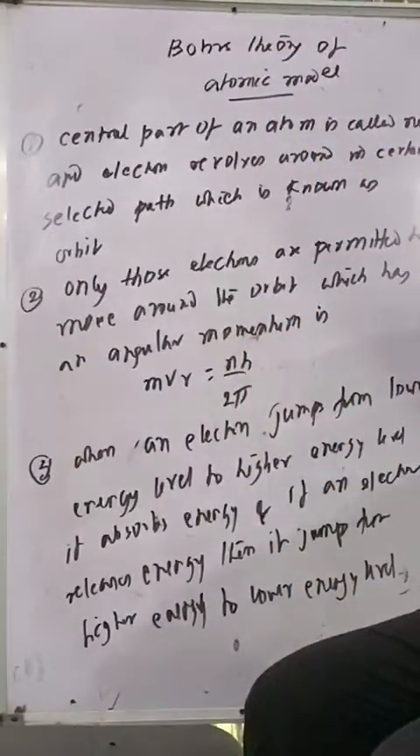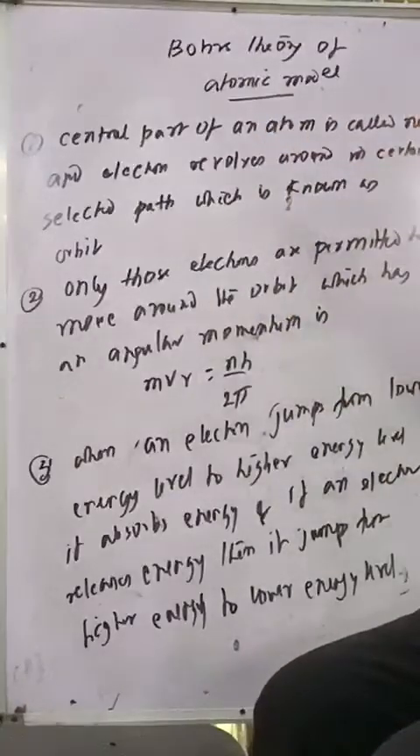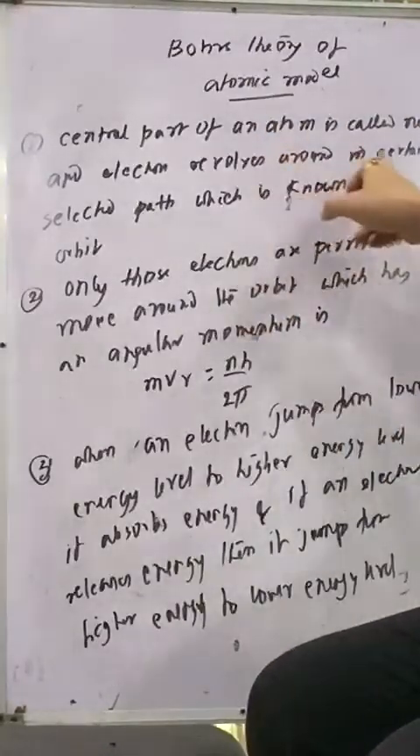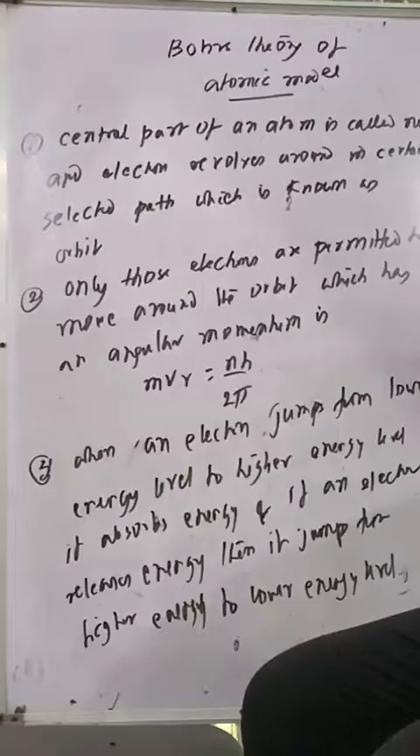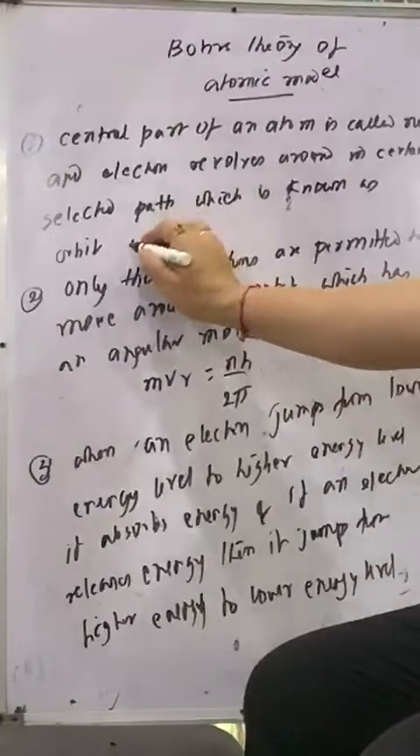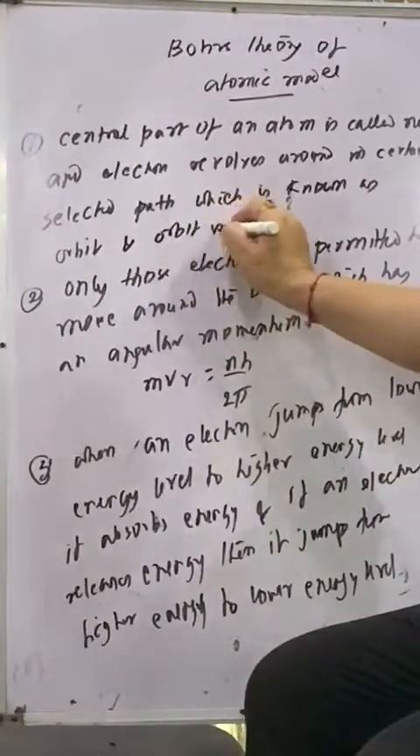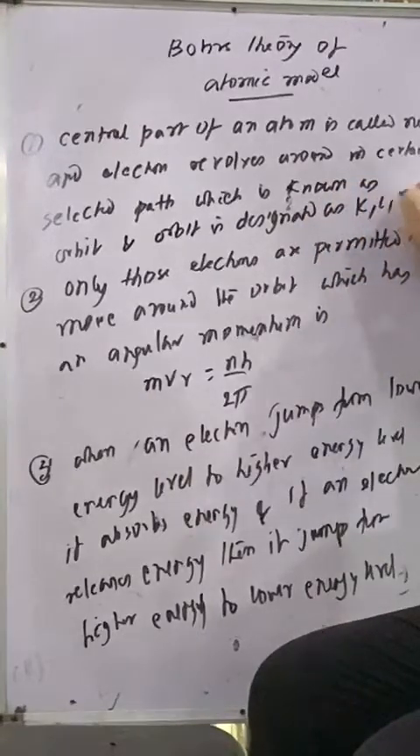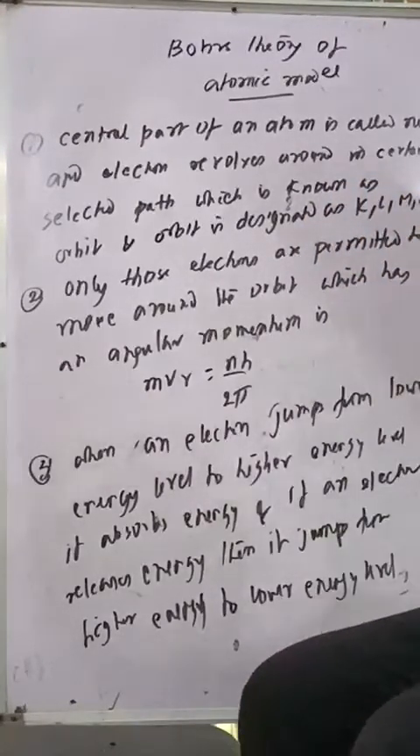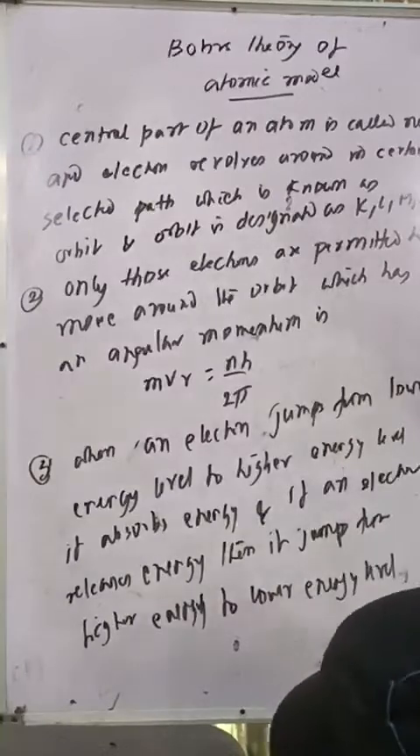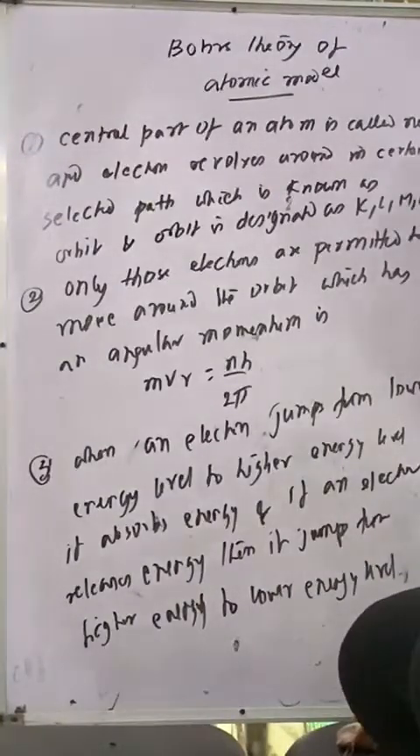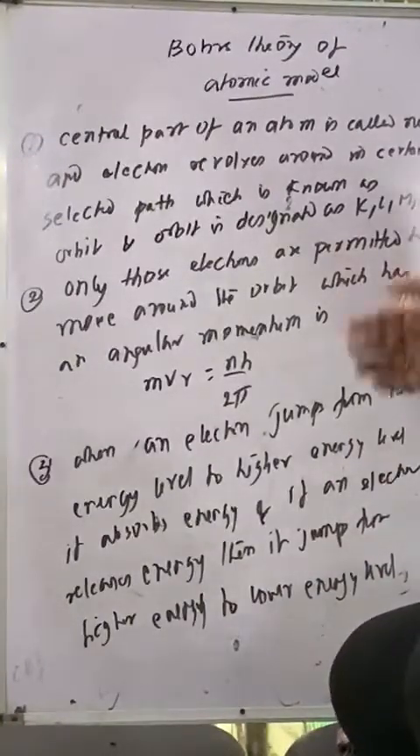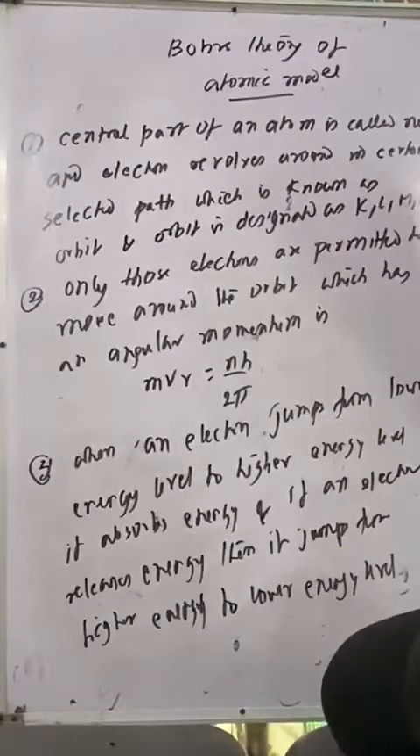Bohr says that the central part of the atom is called the nucleus, and electrons revolve around it in certain selected paths, which are known as orbits. The orbits are designated as K, L, M, N, O, P. So he says the central part of an atom is called the nucleus, and electrons revolve in certain selected paths known as orbits, designated as KLMNOP.